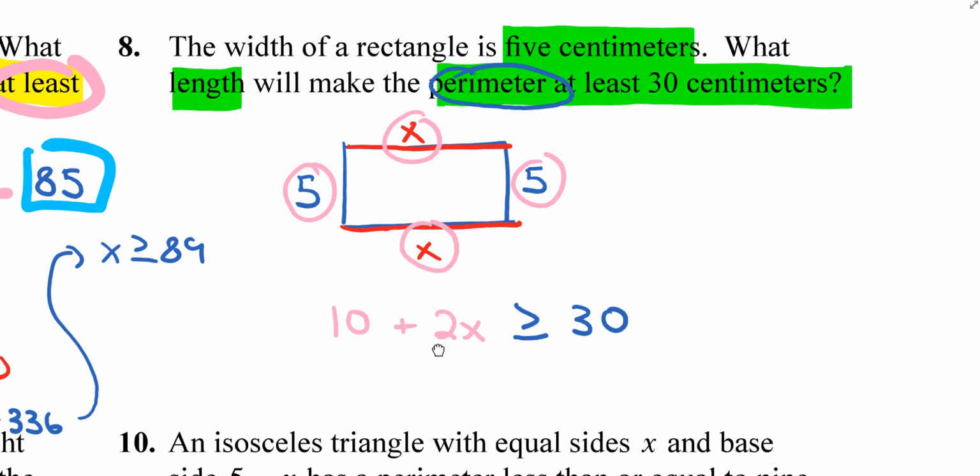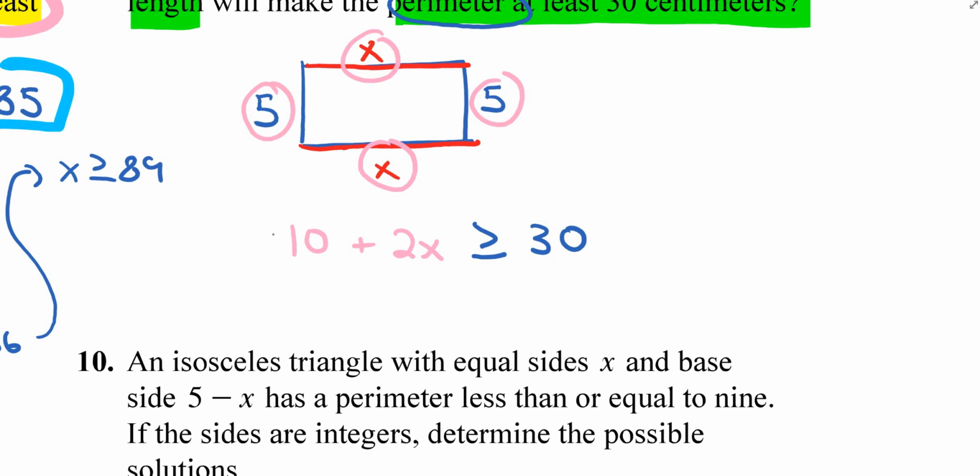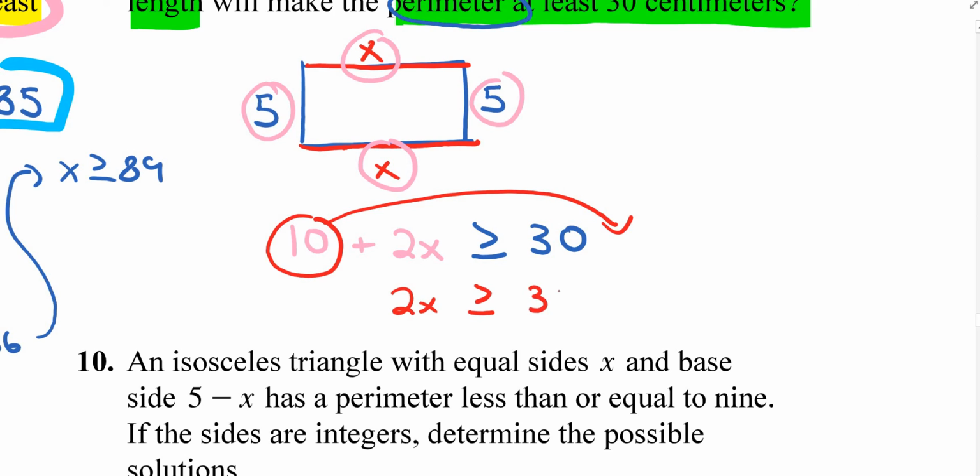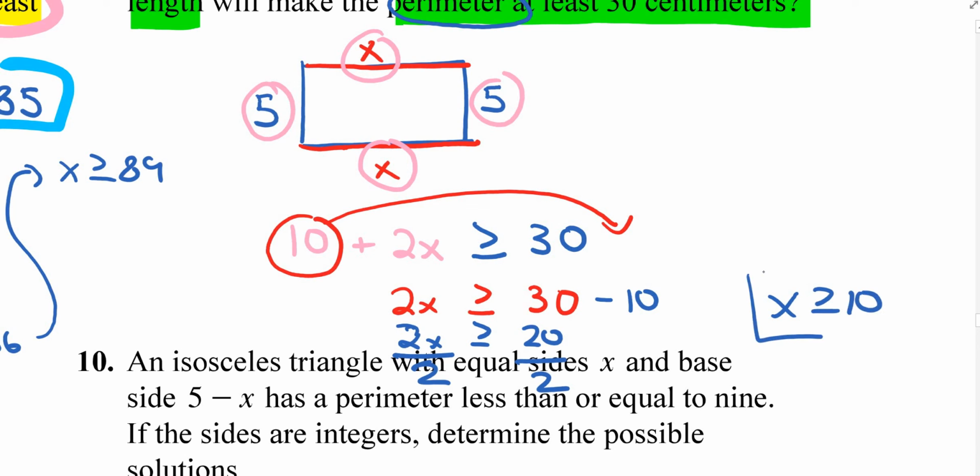So now I need to solve this particular linear inequality, which is very similar to solving a linear equation here. So that'll be 10 plus 2x is greater than or equal to 30, and if I bring that 10 to the other side, it becomes minus 10. So now I have 2x is greater than or equal to 20, and if I divide both sides by 2, I can say x is now greater than or equal to 10. So that's my answer for that final problem there.